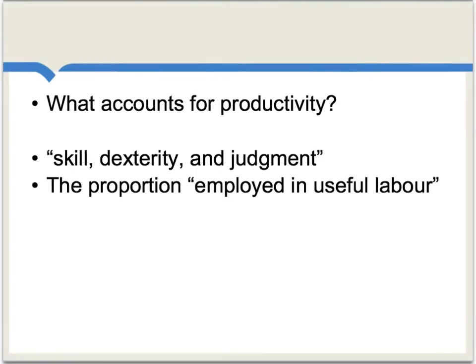He starts off with the question, what accounts for the productivity of a nation? And for Smith, it boils down to two things. The first is what he calls the skill, dexterity, and judgment of labor, and the second is the proportion of the workforce, quote, employed in useful labor. Of these two factors, he stresses that the skill, dexterity, and judgment of labor is by far the most important, and it's where he'll be focusing most of his attention.